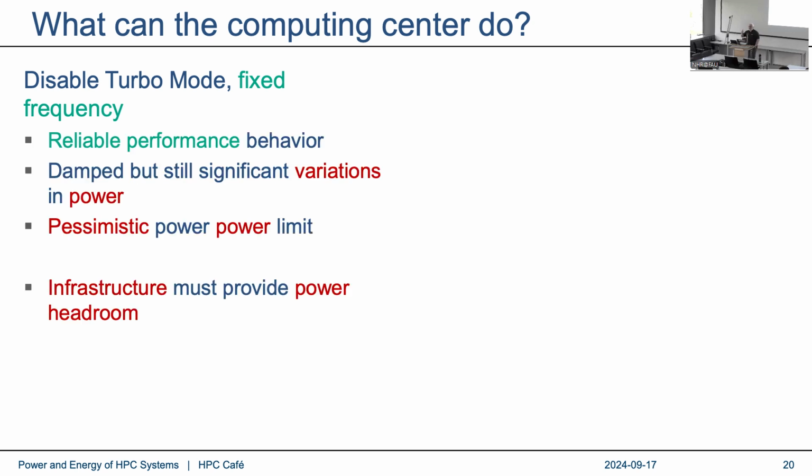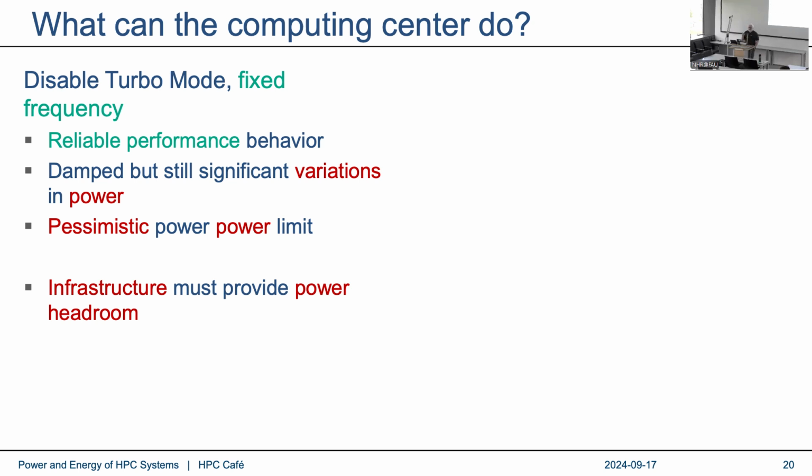The good thing is you have reliable performance behavior. There's no variation in clock speed anymore. Now, in turbo mode, the CPU can decide whether to run at 3.2, 3.3, 3.4 gigahertz, depending on many factors, for example, the ambient temperature. If you fix the clock speed, this is gone. So reliable performance behavior. There are still significant variations in power because what you run influences how much energy you burn, data transfer, computation, and so on. But these variations are damped a little bit because you cut off these big variations in clock speed.